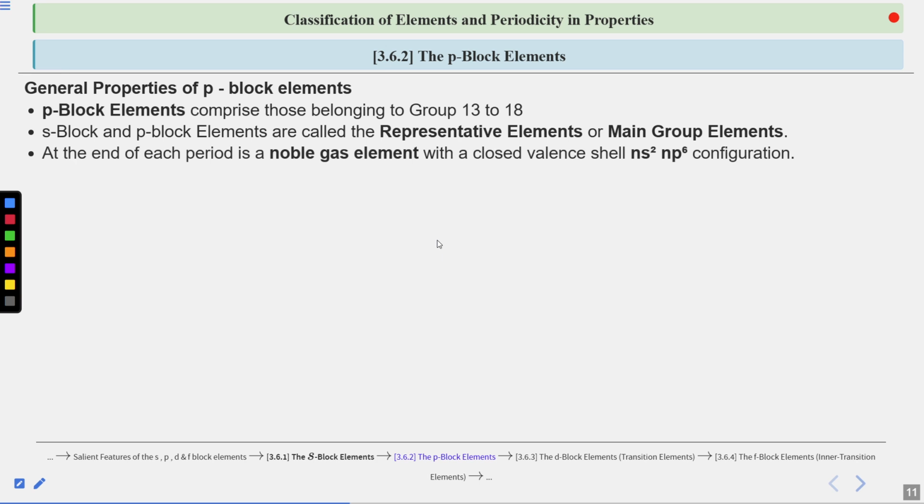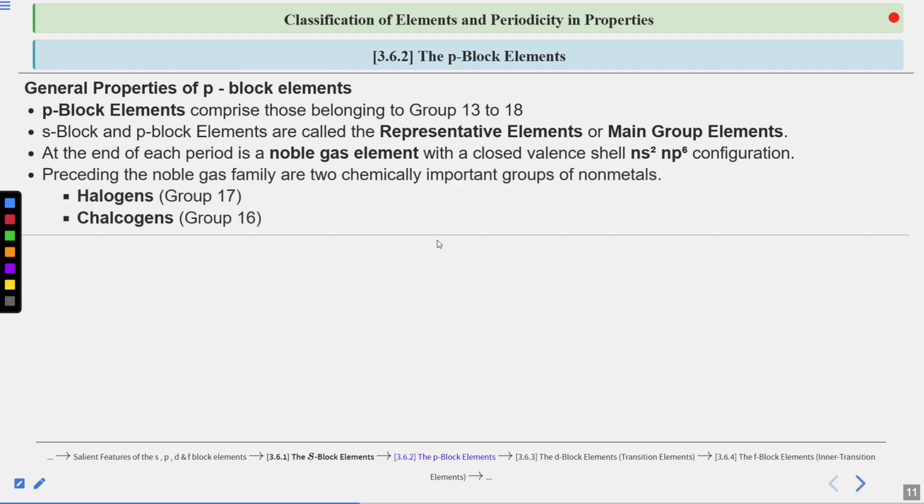Now, if I try to categorize each element of this P block, you know that at the end of any period in the P block comes your noble gas. So every period is characterized by a noble gas. Every P block period ends with a noble gas that has a closed shell valence configuration given as ns2 np6. So that totals to 8 electrons.